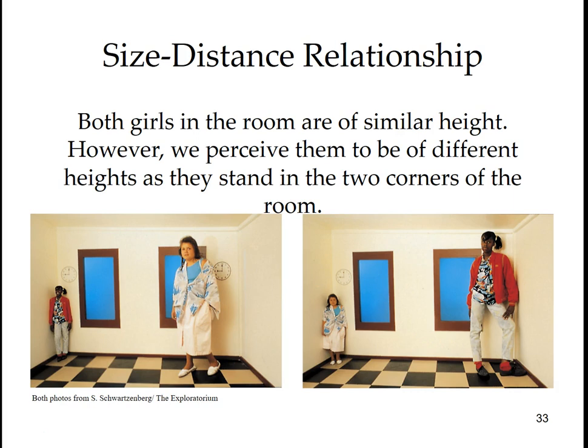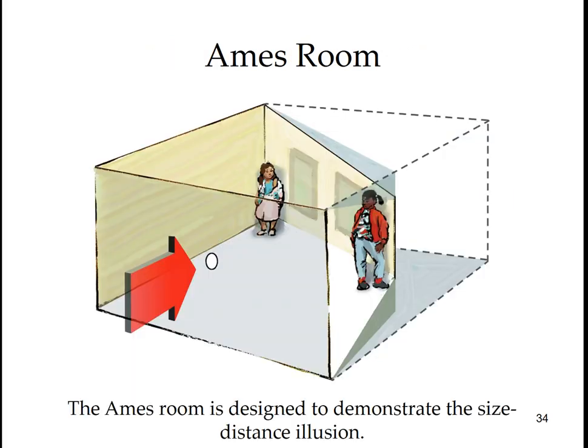Size and distance. Both girls in the room are similar height, however we perceive them to be different heights as they stand in the room's two corners. And this is a unique thing called the Ames Room that gives you this illusion of size changing right before your eyes. The Ames Room is designed this way to demonstrate the size-distance illusion.